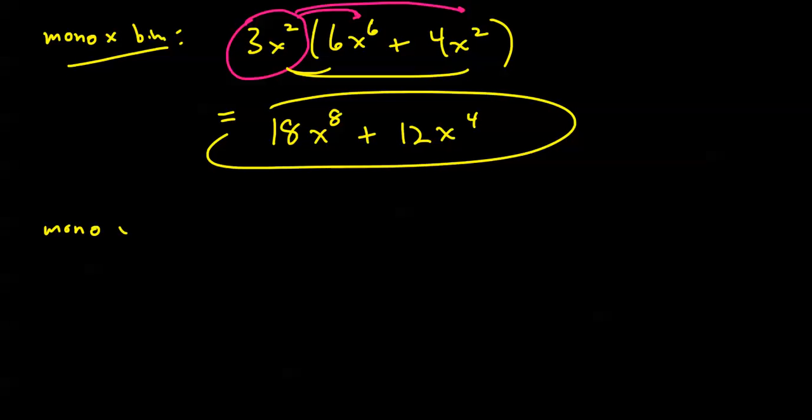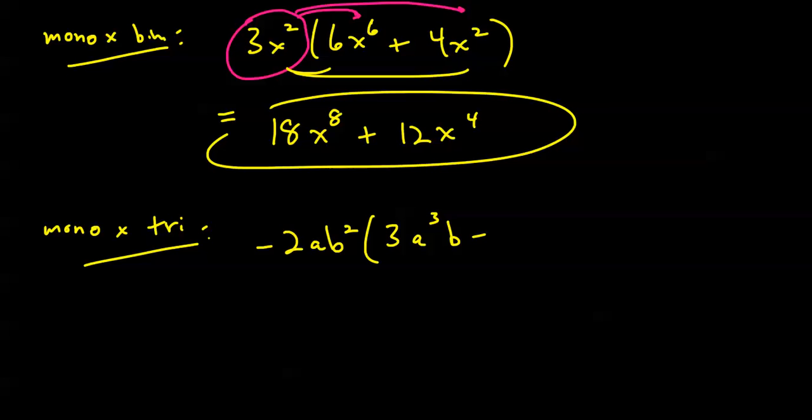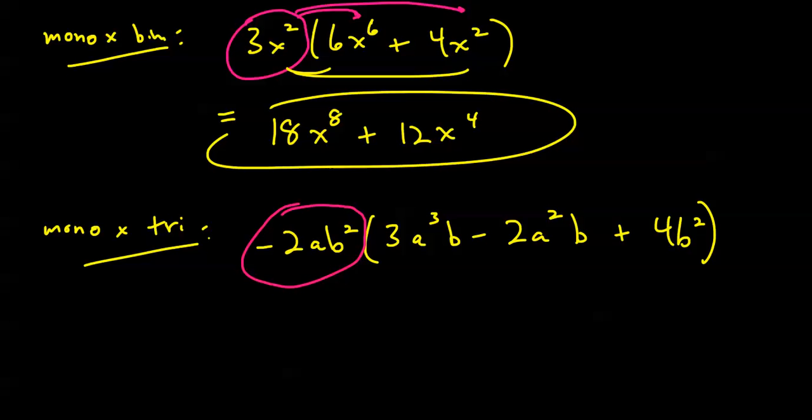Well, suppose we've got a trinomial. I think you can appreciate we'll do essentially the same thing, distributing our monomial factor across all terms of the polynomial. Here it's a trinomial we're multiplying by. Make sure I write this down right. Minus 2ab squared times 3a cubed b minus 2a squared b plus 4b squared. Again, we'll apply our distributive law. This is my monomial factor. I want to multiply each term of that trinomial independently, and hopefully simplify the result.